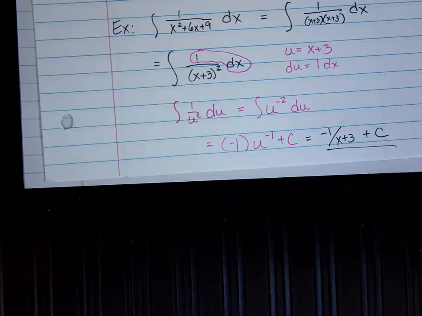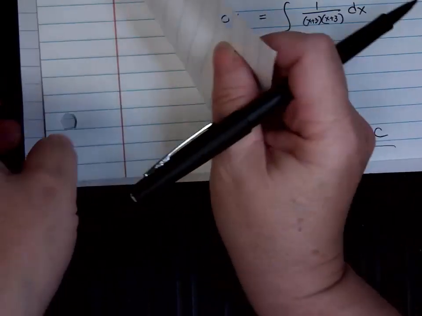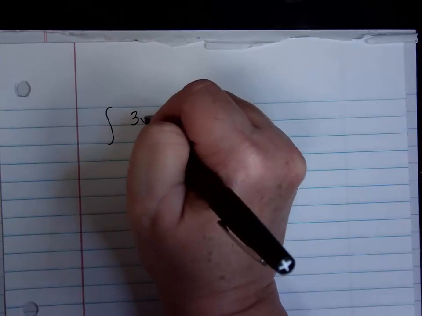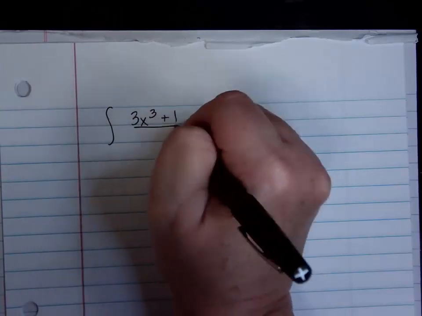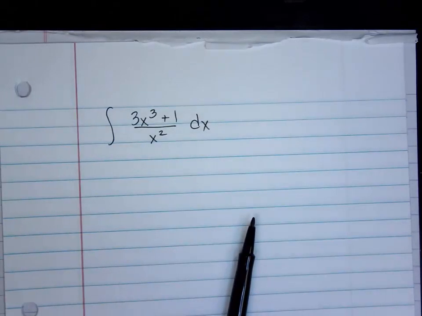Okay, one more and we're done. Last problem. Integral of 3x cubed plus 1 over x squared dx. U-sub? No.